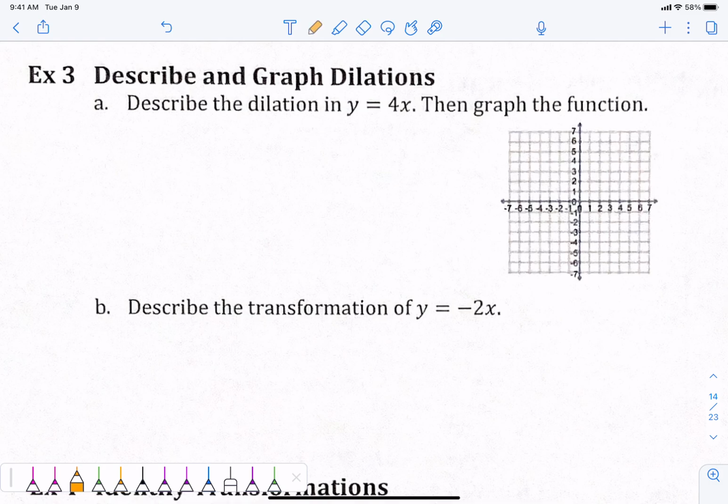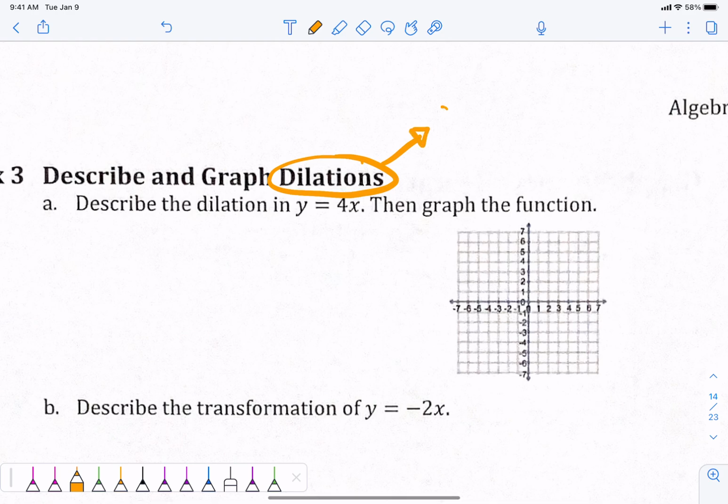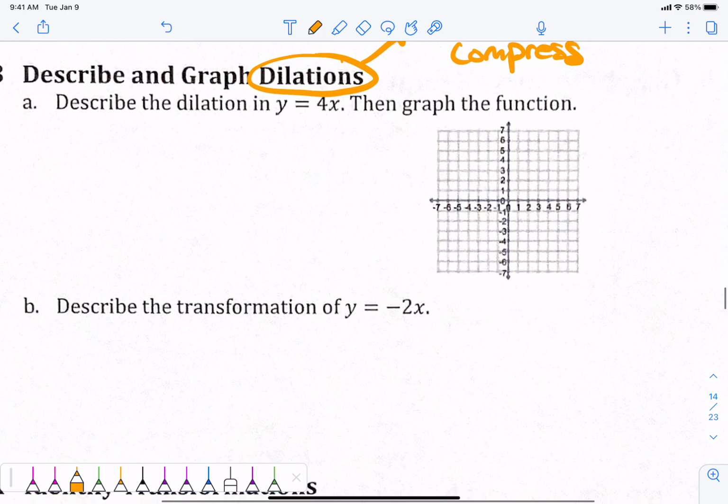Now we're doing dilations. What does a dilation mean again? That's making it bigger. Stretch or compress. So we're doing stretches or compressions. All right, I'm going to start with the parent. If you strip the numbers away, the parent is what? Sorry, my handwriting is bad. y equals x. That's the parent. If I strip the 4 away, y equals x. What kind of function is that? It's linear.